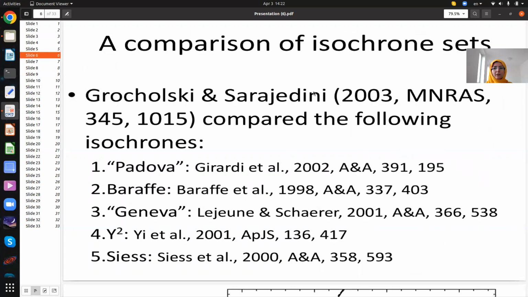A comparison of isochrone sets. We have different kinds of isochrone sets, compared to the following isochrones: Padua, Parafe, Geneva, Y square, Y et al., and Cs.